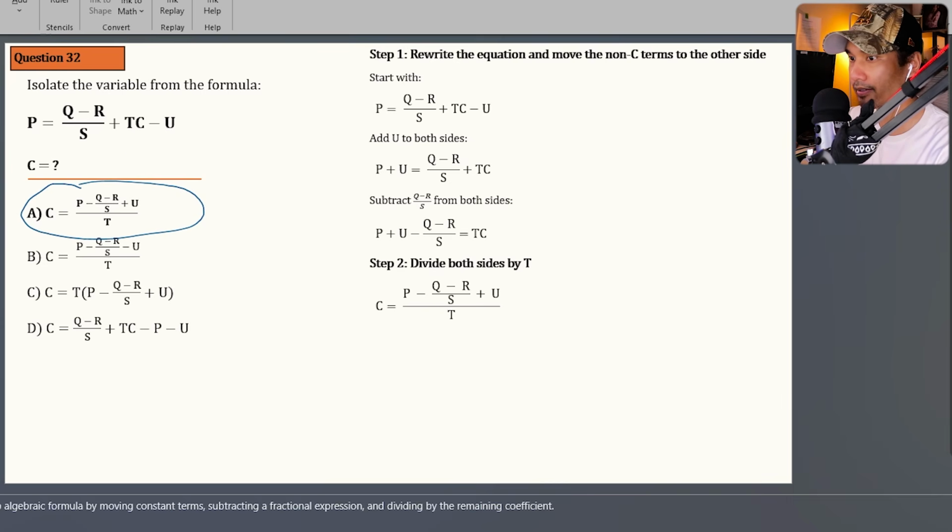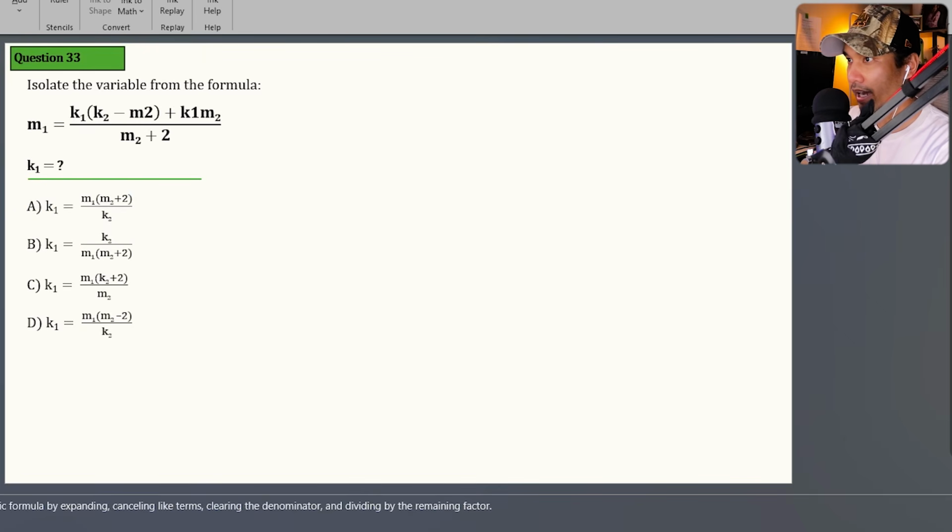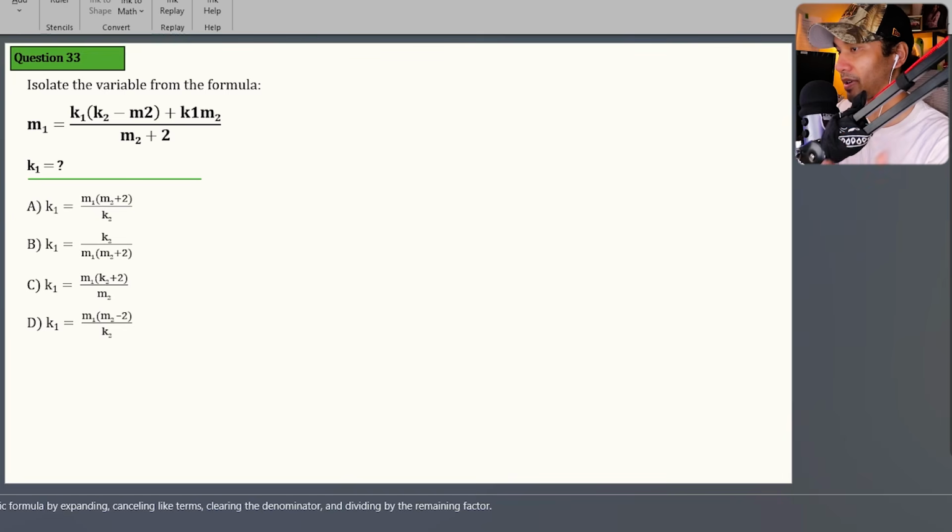Okay, let's go ahead. Isolate the variable. Again, this one, super easy though. These ones are easy. I like these ones. And these will most definitely be on the test.